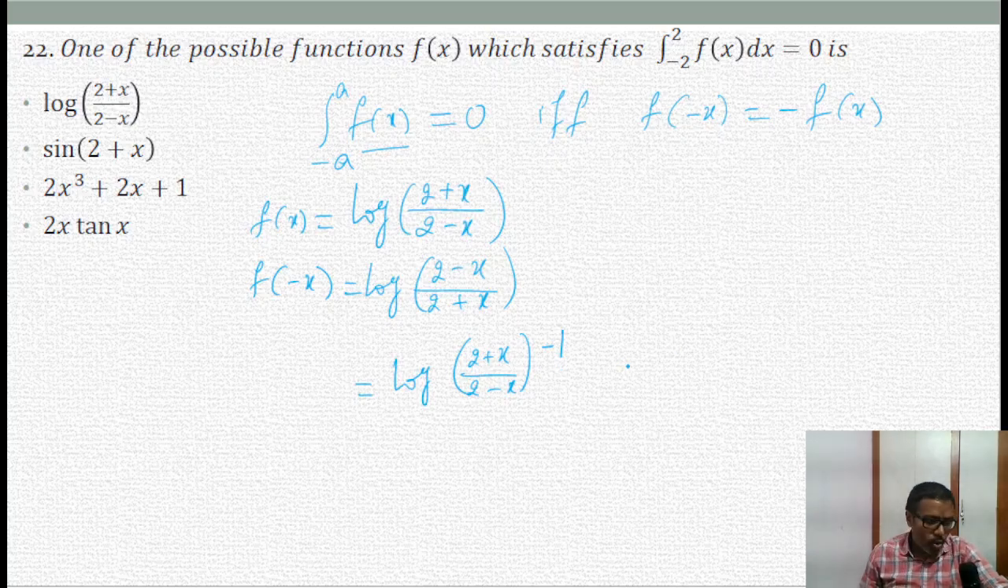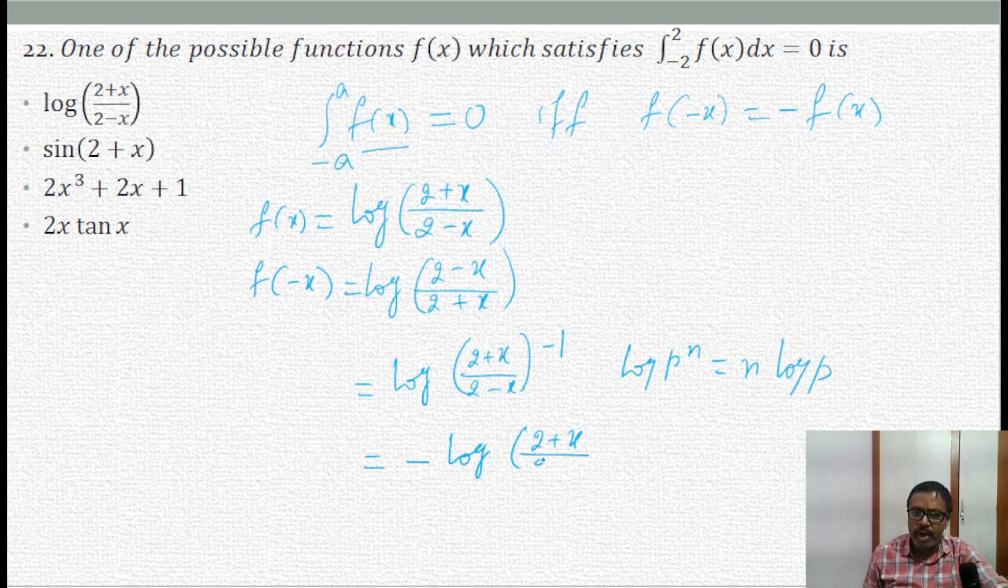Now we are going to use one result here, that is log p power n is equal to n log p. So using that we will get here minus 1 into log of (2 plus x) divided by (2 minus x). So f of minus x is equal to, friends, here minus, what is log of (2 plus x) divided by (2 minus x)? It is given function f of x.